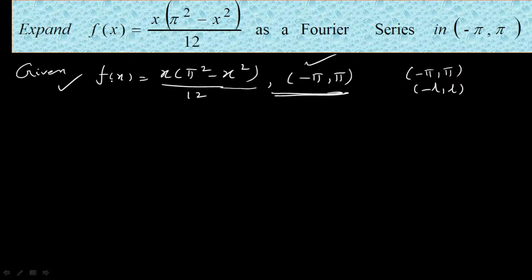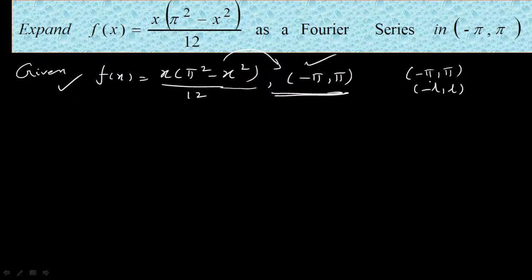Okay, don't write in the solution part, don't write the function alone. Write the function along with the interval, that is a must. Based on the interval alone, we have to decide which type of Fourier series we are going to take to represent the given function.